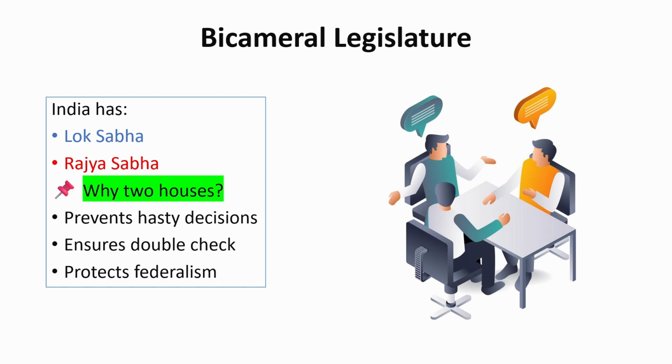Now let's talk about bicameral legislature. What is it? So in India we have a bicameral legislature, which means two houses, Lok Sabha and Rajya Sabha. And why are there two houses? Imagine a law is passed quickly in one house without much discussion. So the second house can review it, suggest changes, and prevent mistakes. Also, India is a federal country, meaning it has states. Rajya Sabha ensures that states also have a voice in decision making. So, two houses help in better lawmaking and balance of power. It prevents hasty decisions, ensures double check, and protects federalism.